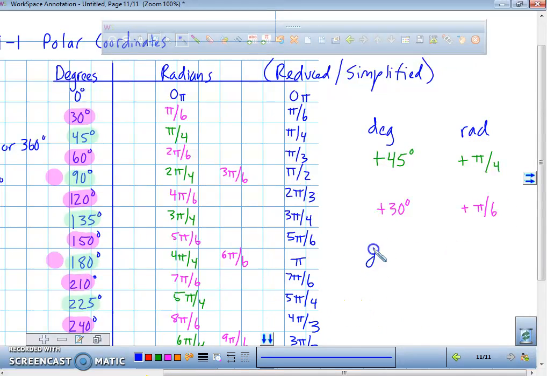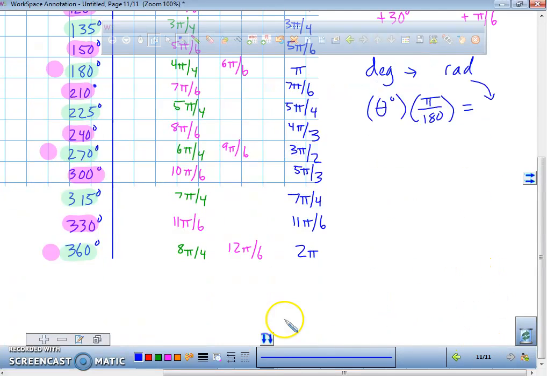Here's the quick conversions. If I want to go from degrees to radians, you take whatever theta is in degrees and simply multiply it by pi over 180, and that will give you whatever number of radians that you have. So that's one of the formulas you could possibly use without using the table.